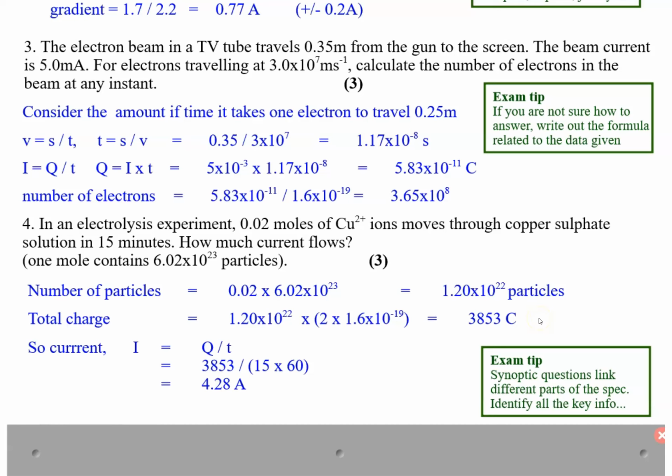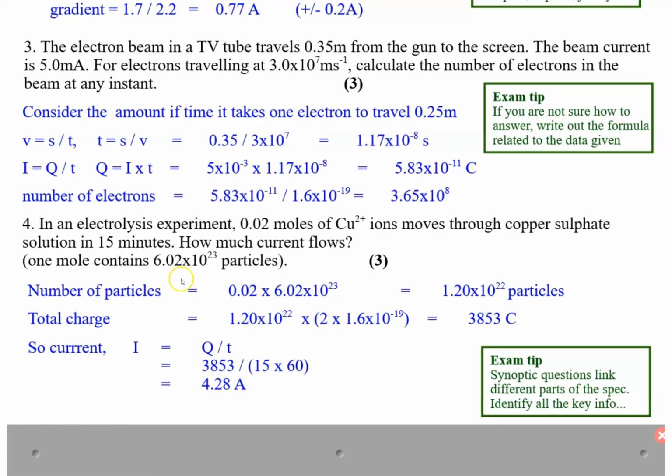That's very much the difficult bit, because now if we know the time and we know the charge, then we're right back to a relatively straightforward question. But it's, I suppose, getting this information that is the difficult bit. So now I equals Q over T. We have our total charge. We need the total time in seconds, so 15 times 60, and I should get 4.28 amps. So 3 significant figures, sounds about right.